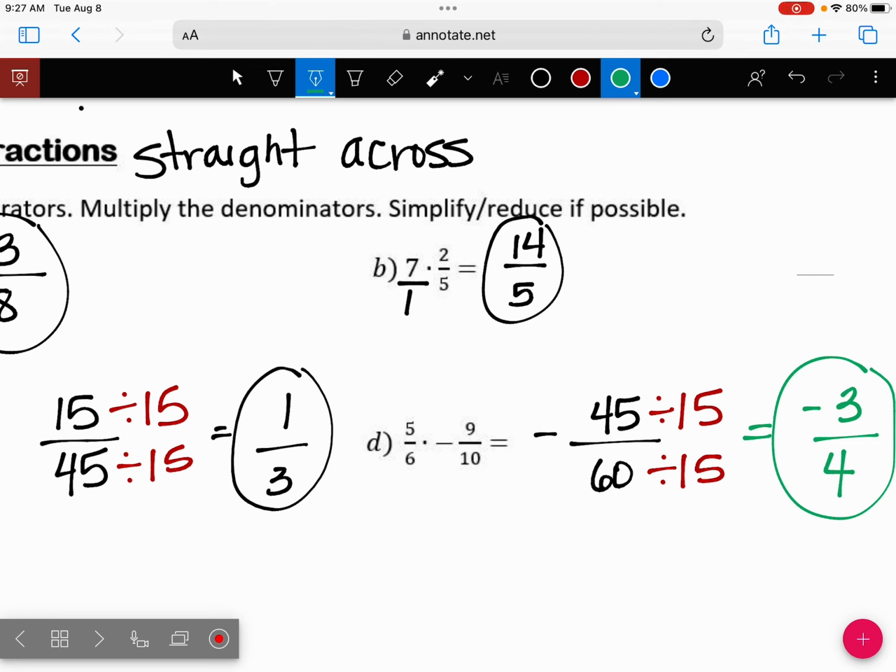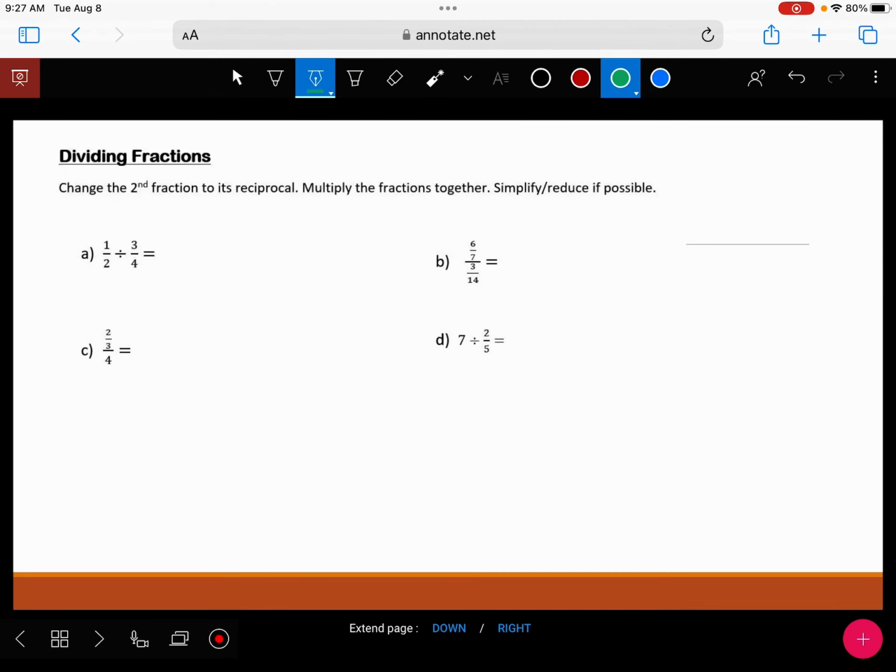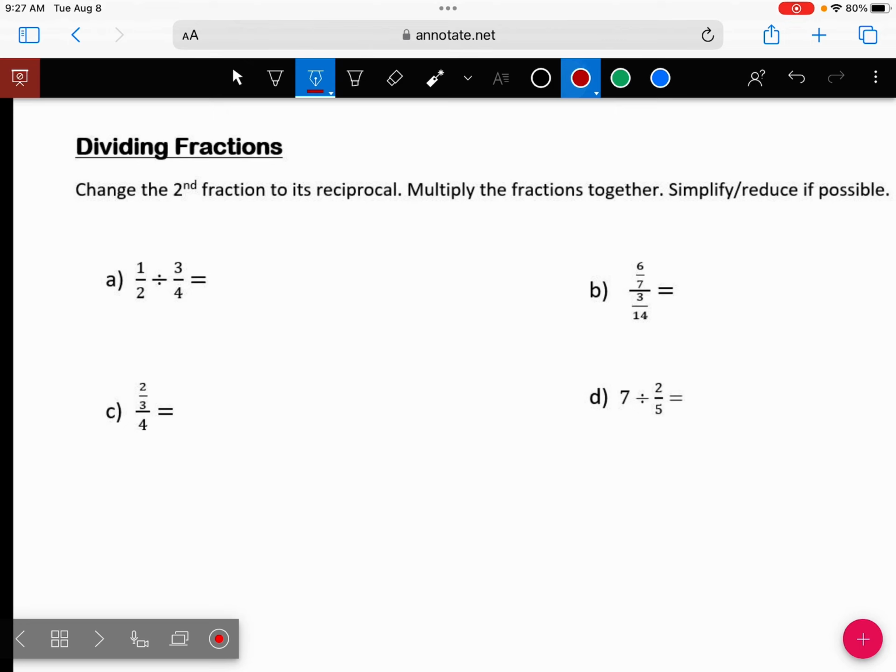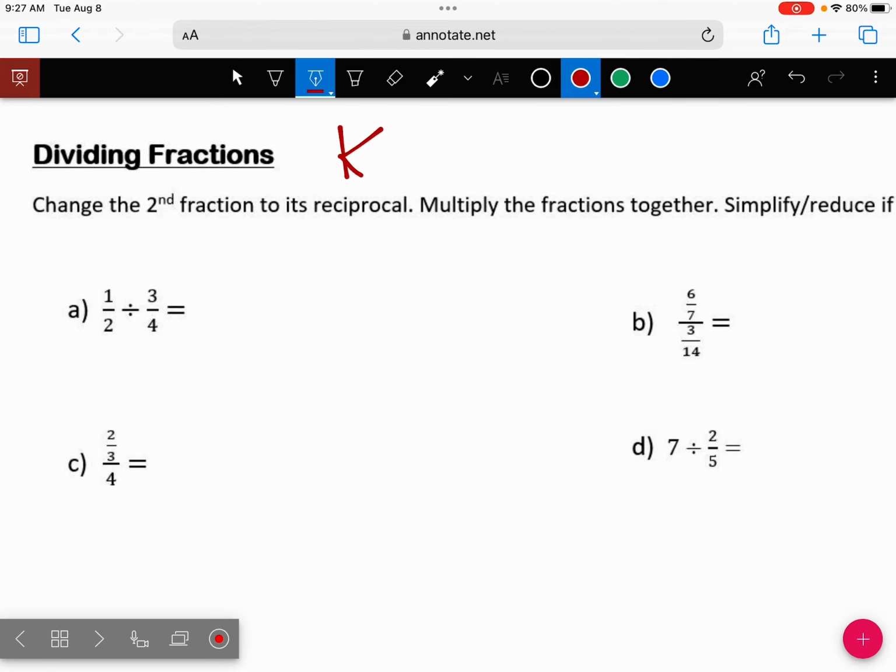Just a few more and then we are done, y'all. The last operation, we talked about adding and subtracting. We talked about multiplying. So let's end with division. For division, you're going to do a keep, change, flip. So what that means is I'm going to keep the first fraction. Then I'm going to change it from division to multiplication. And then flip the second fraction.